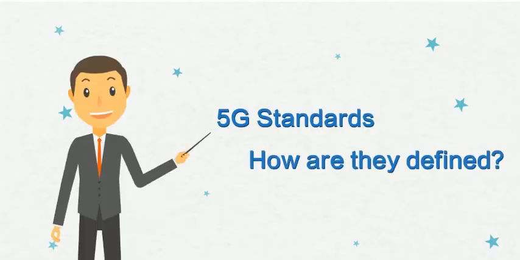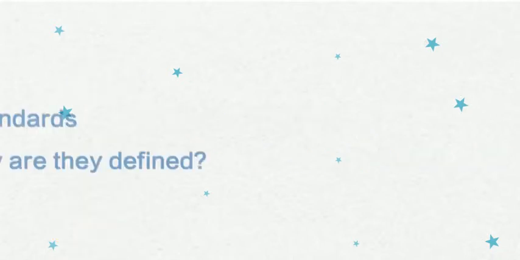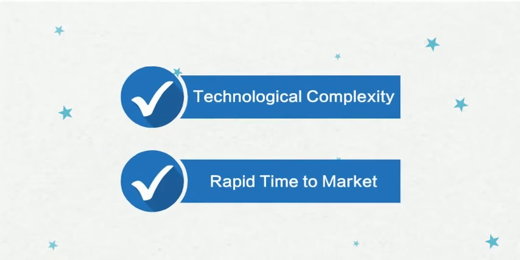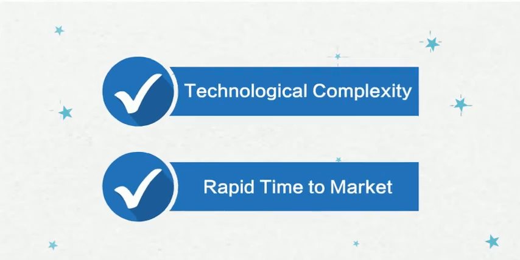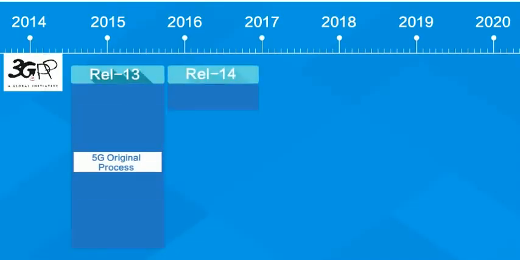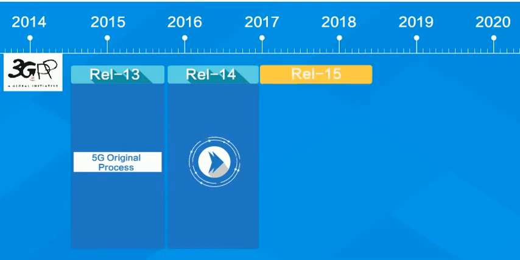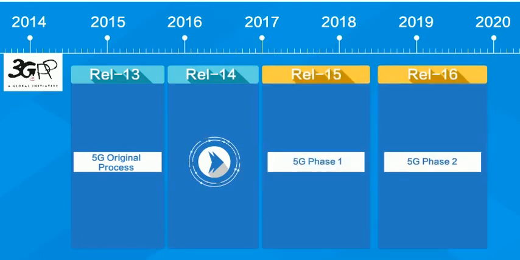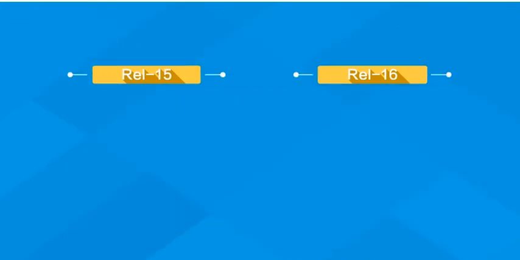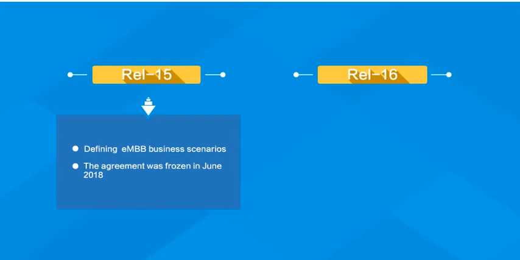Now, let's learn about the development of 5G standards. The development of 5G standards is a complex undertaking, but we need to get to market as fast as possible. To that end, 5G protocol development has been divided into two phases, 5G Phase 1 and 5G Phase 2. These two phases correspond to two related protocol releases, R15 and R16. The standards related to eMBB have been defined in Release 15 and the protocol was frozen in June of 2018.